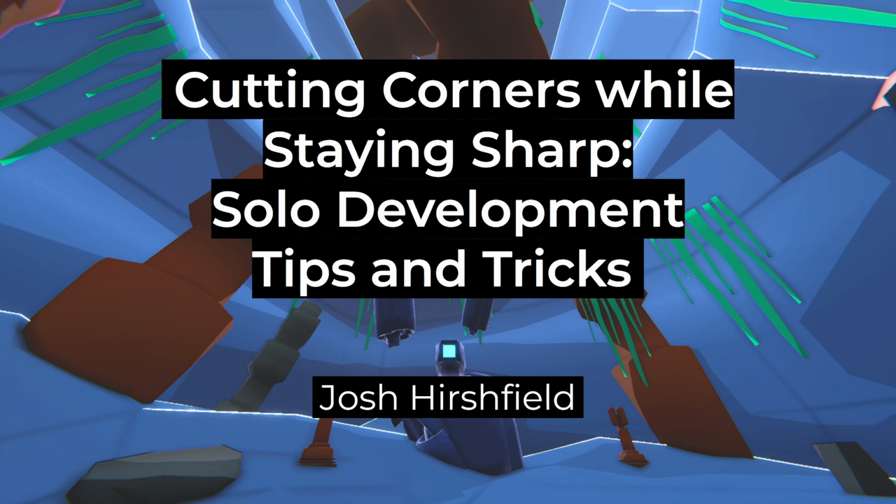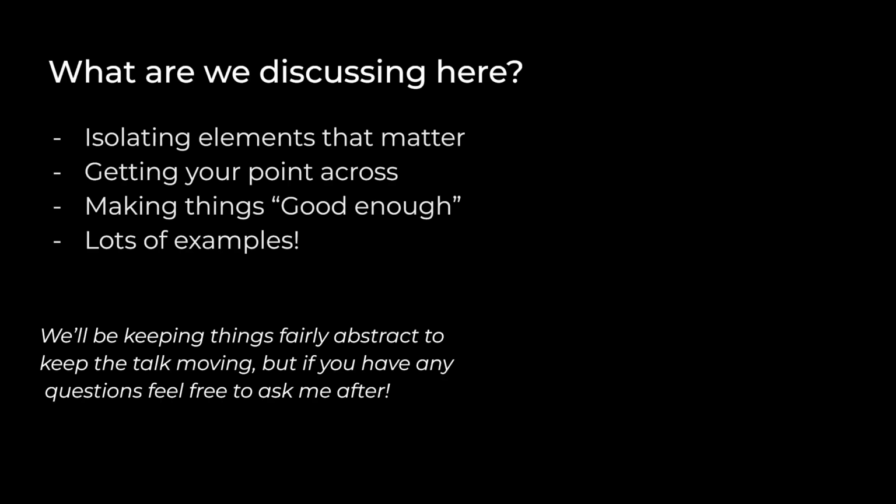In this one, we're going to be discussing some specific ways that I sort of isolate ideas and build stuff from those. So we're discussing isolating the elements of your designs that matter and how to get those points across, right? You don't always need to go the full 9 yards with everything. You can make stuff good enough, and that can be part of your game.